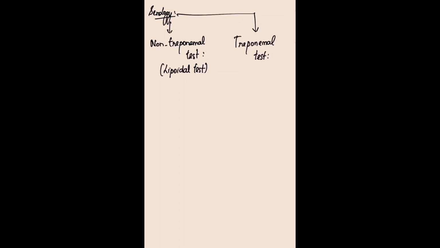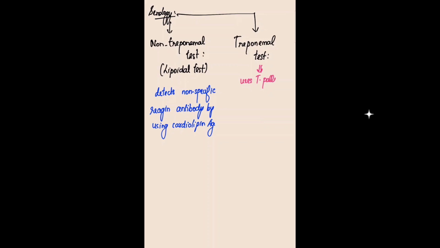Now let's do the serological test. There are two types of tests. One is the non-treponemal test, which is also known as lipoidal test, and the other is the treponemal test. In the non-treponemal test, we detect only non-specific reagin antibody by using cardiolipin antigen. Whereas in the treponemal test, we use Treponema pallidum specific antigen.